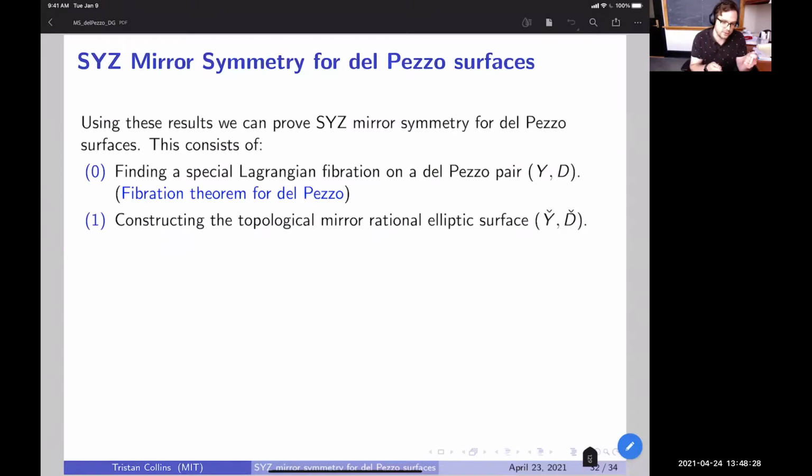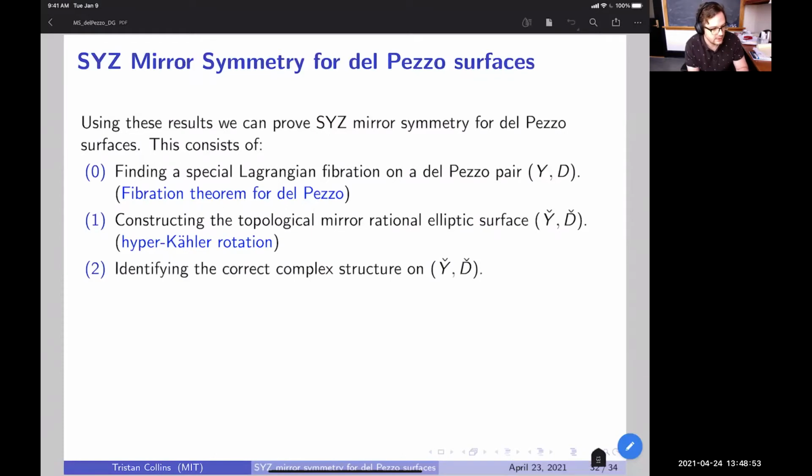Then you construct the topological mirror. The idea is once you have this SYZ fibration, you can hyperkähler rotate. That gives you a rational elliptic surface, which lives in the right topological family. So that gives you at least a topological mirror. At the moment, the complex structure is not going to be the mirror complex structure, but at least topologically, it's the right mirror. So this is a hyperkähler rotation. And now the problem becomes identifying the correct complex structure on this complement of an IK fiber in a rational elliptic surface.